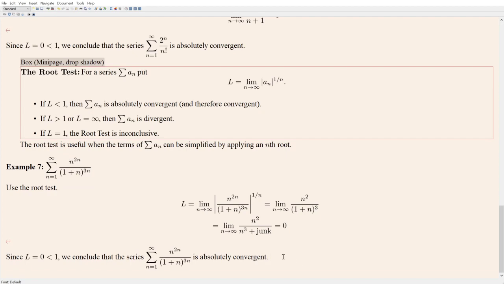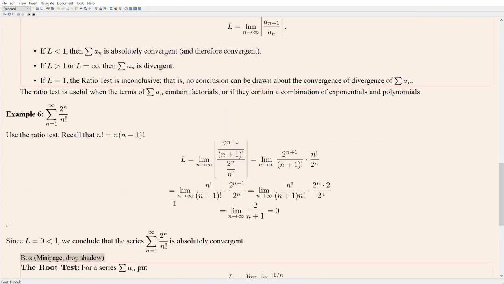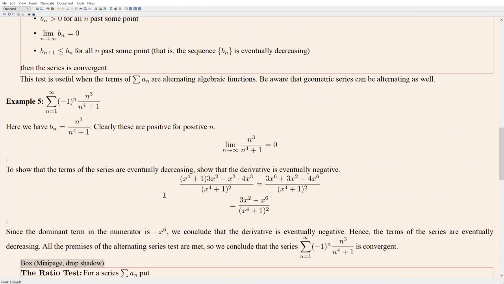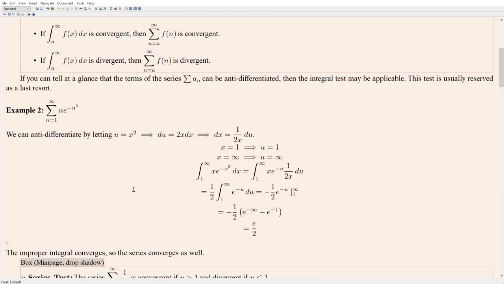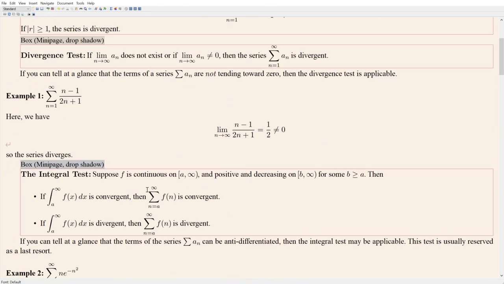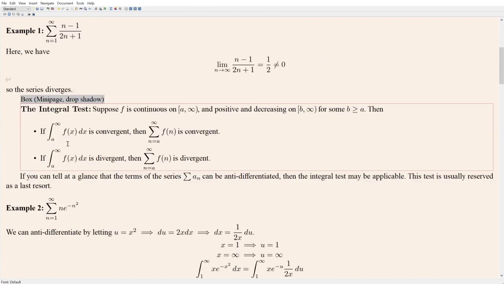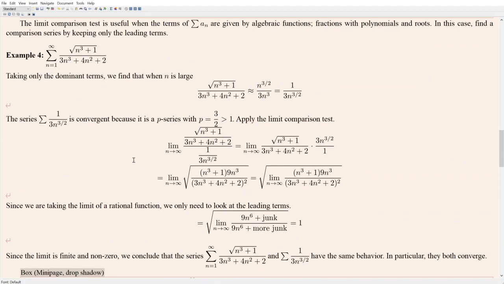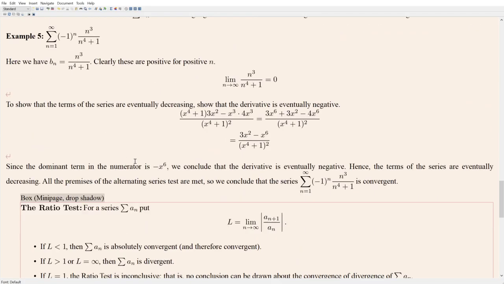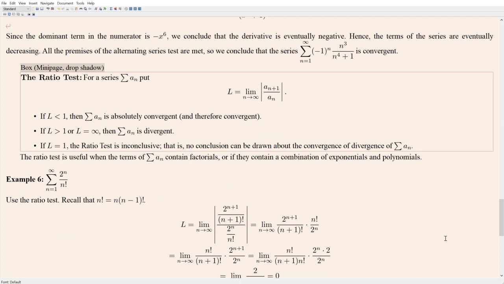Okay, so that's it for this one. Really just a review more than anything else, and to sort of contrast the use cases of all of the different tests that we have. It's a lot of different tests, but they all have their uses. So when you're just looking at a series and you have no idea what to do with it, just compare it to one of the examples here, and maybe that'll give you an idea of which test is going to be appropriate for it. Okay, so that's all for this one.